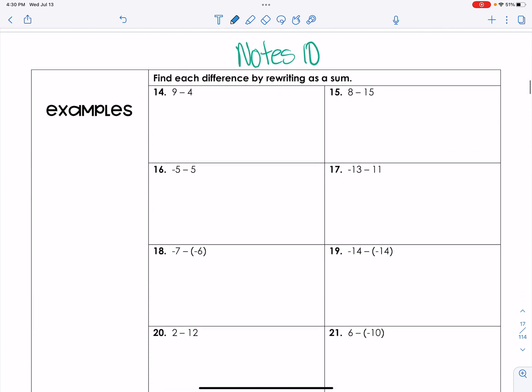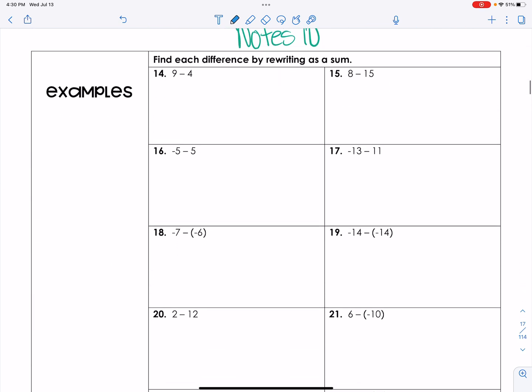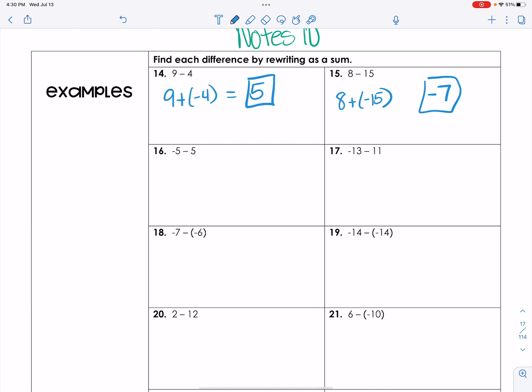Okay, so when it's a subtraction problem, I'm going to add the opposite. So my answer is 5. I would have more yellows than red. And on this one, I'm going to add the opposite. So I have more reds, I have more negatives, so I subtract those, and my answer is a negative 7.